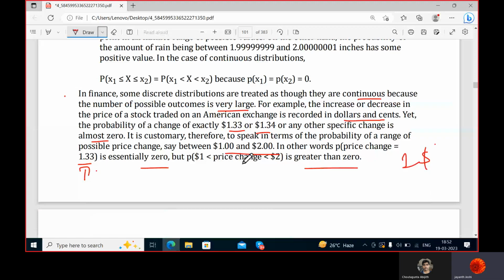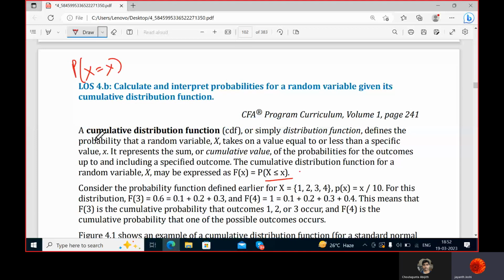So what is this cumulative distribution function? When I talk about a probability density function, it is the probability that x will take some value x. But here it is the probability that x will be less than or equal to some value. Then what kind of function am I speaking about? The cumulative distribution function, correct?